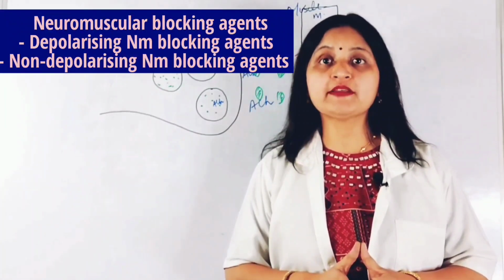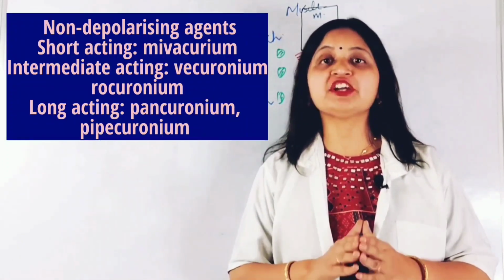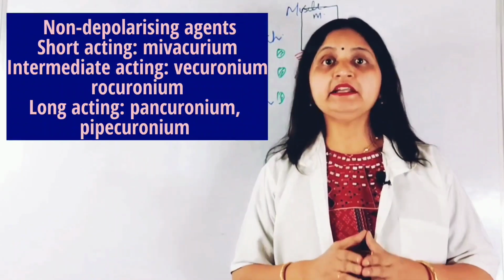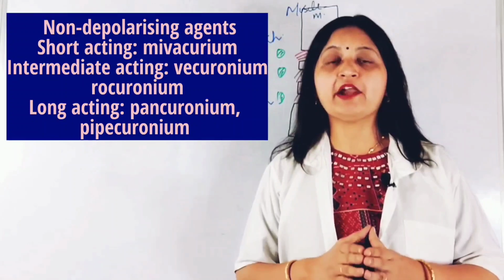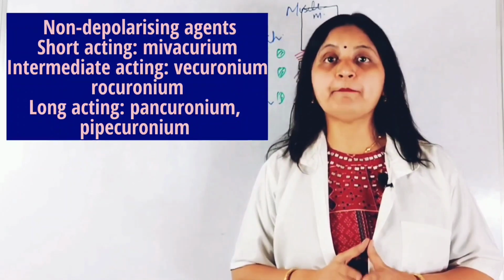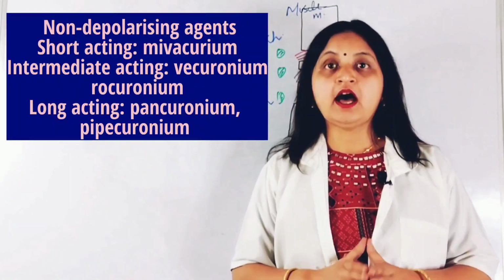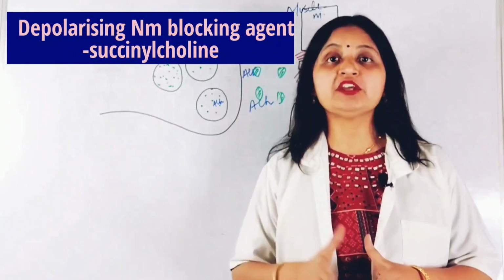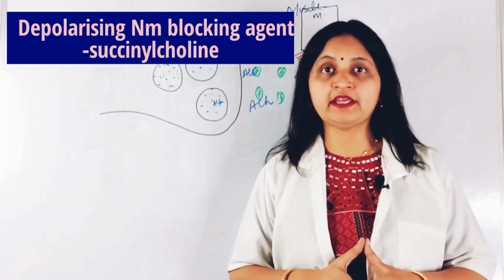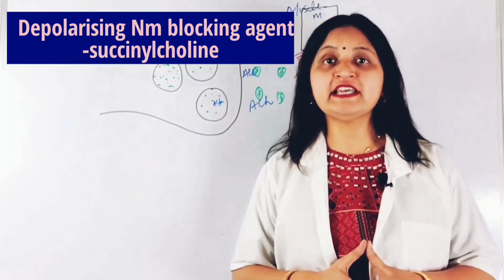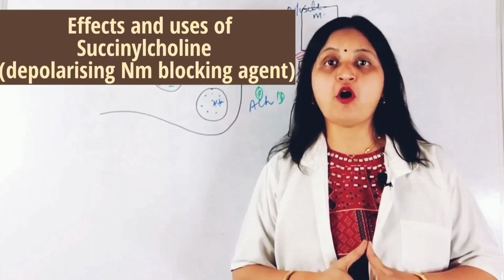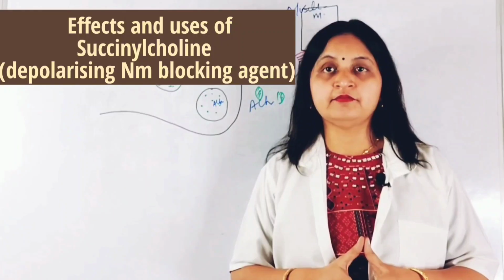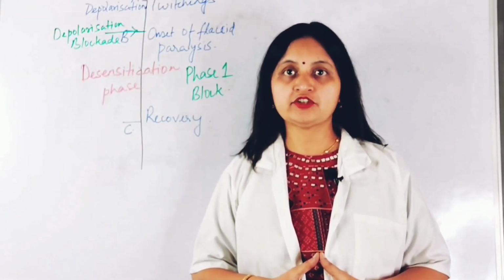The non-depolarizing neuromuscular agents can be classified based on the duration of action. For example, the short-acting drug is mivacurium. The intermediate-acting drugs are vecuronium and rocuronium. Long-acting drugs are pancuronium and pipecuronium. Amongst the depolarizing neuromuscular blocking agents, succinylcholine is the most commonly used. So in this lecture, we will be focusing our talk on the effects and uses of succinylcholine, which is a depolarizing neuromuscular blocking agent.